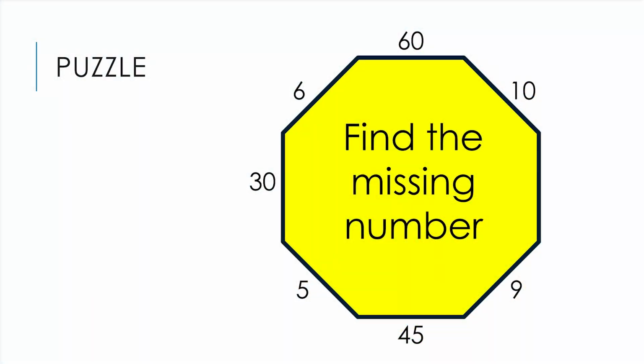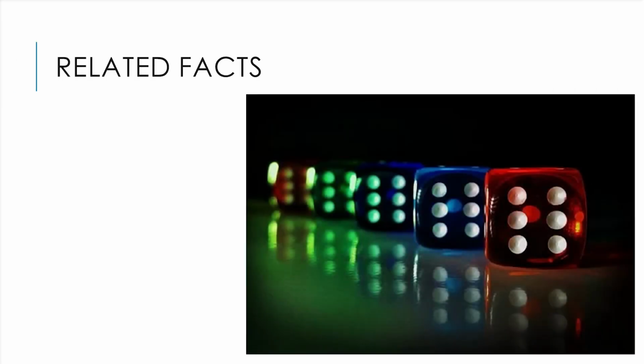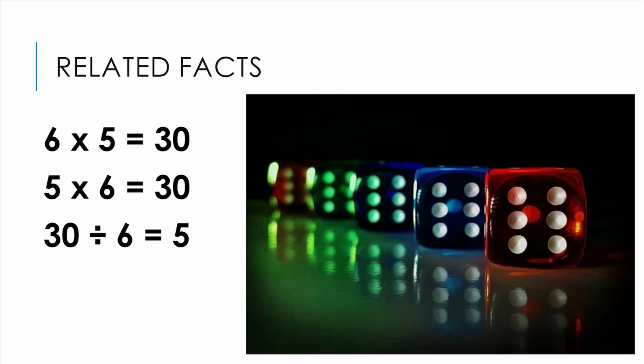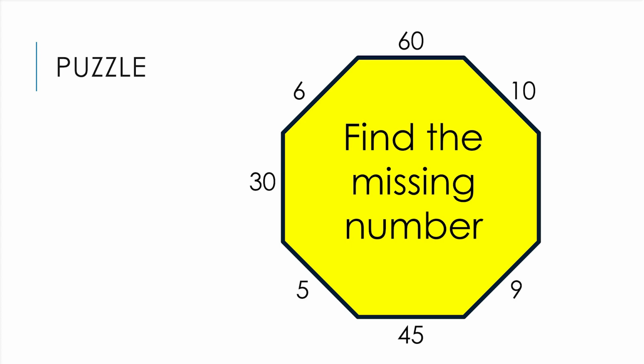Back to the puzzle. I noticed a 6, 30, and 5 on the left side. I immediately recall these 3 numbers are in a fact family, or group of related facts. You may have mentioned these related facts while you explained your answer. Related facts help children see the patterns in mathematics and simultaneously connect the operations of multiplication and division.